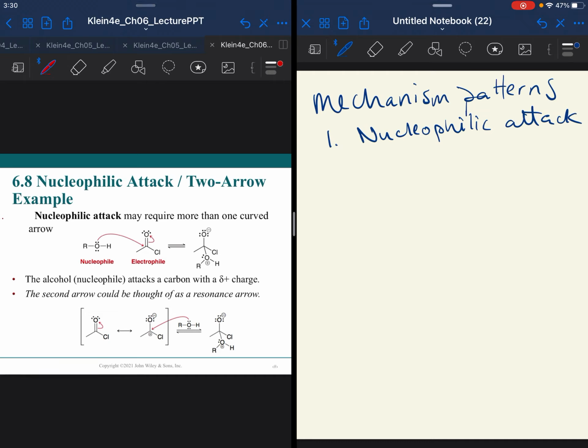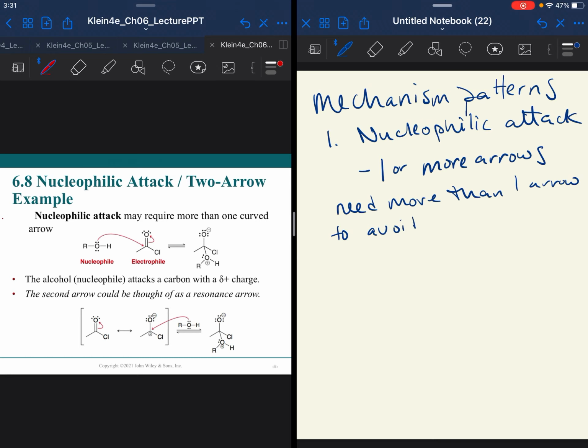It may also require more than 1 curved arrow. Okay, so it can be one or more arrows. Now, how do you know when you need more than one arrow? You will need more than one arrow to avoid breaking the octet rule, usually on carbon, or any second row element.